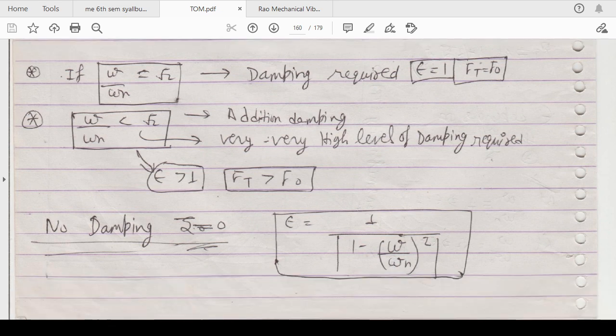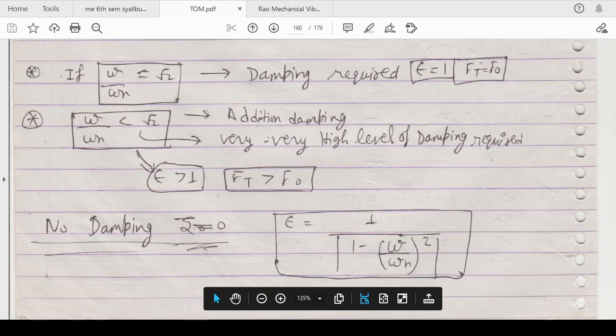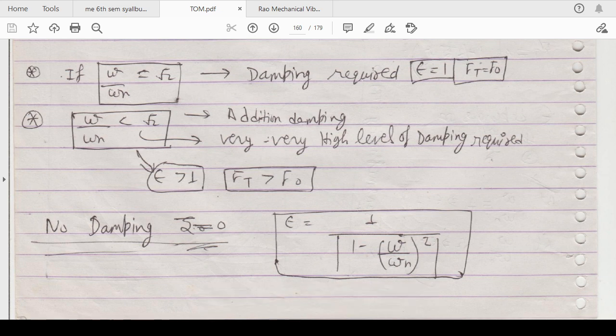No damping means damping is not provided, so zeta, the damping factor, will be equal to 0. Then your transmissibility will be equal to 1 divided by modulus of 1 minus (omega by omega n) whole square. So in this way you can calculate such small objective questions which are going to be asked in competitive exams or any other exams. In this way you can recall this particular topic.